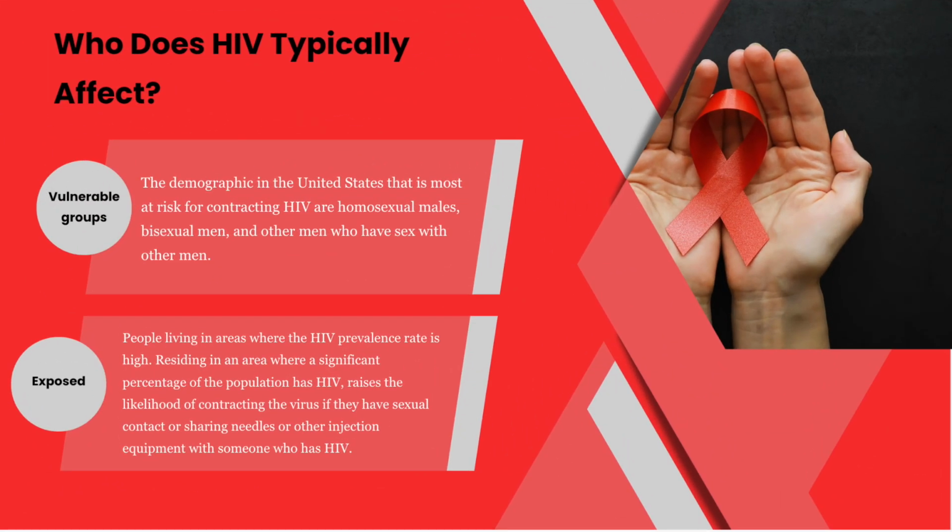So when we look at who HIV typically affects, the vulnerable group in the demographic in the United States at least most at risk for contracting HIV are men who have sex with other men, whether they are homosexual males, bisexual men, or anything within that nature, and also people who are exposed.